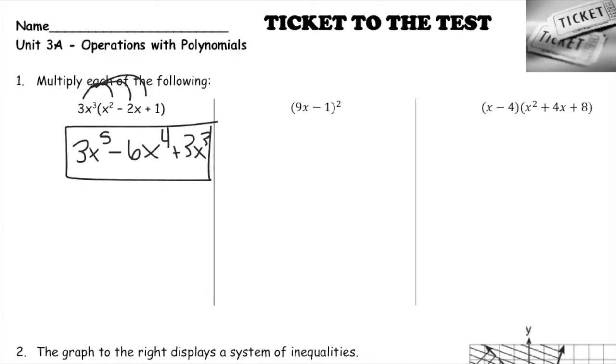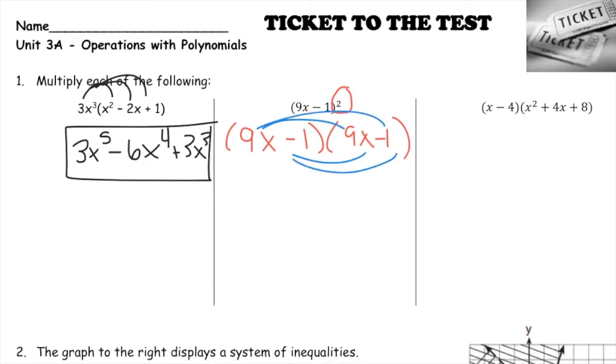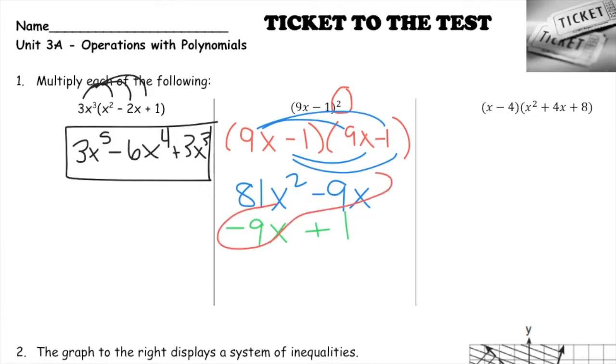Next. We have 9x minus 1 quantity squared. When that squared is on the outside, we expand out and write it twice. And the name of the game is double distribution. So we have this. All right, so those are the partial products that you should have for your double distribution. Now you're going to combine your like terms down the middle. So your answer should be 81x squared minus 18x plus 1. Remember, when you're combining like terms, you do not add exponents.